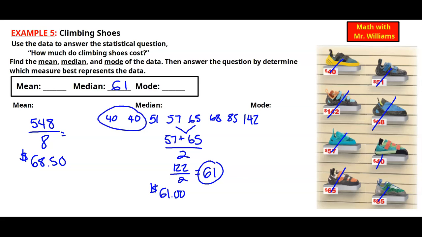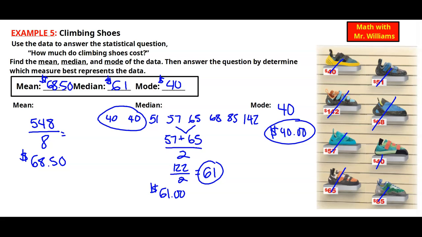Since we have two 40s, the mode should be 40 because it is the number that occurs most often. So $40 would be our mode. All right, so we have our mode of 40, and we have 68.5 for this number. We change them all to money. Okay, so we found the mean, median, and mode.